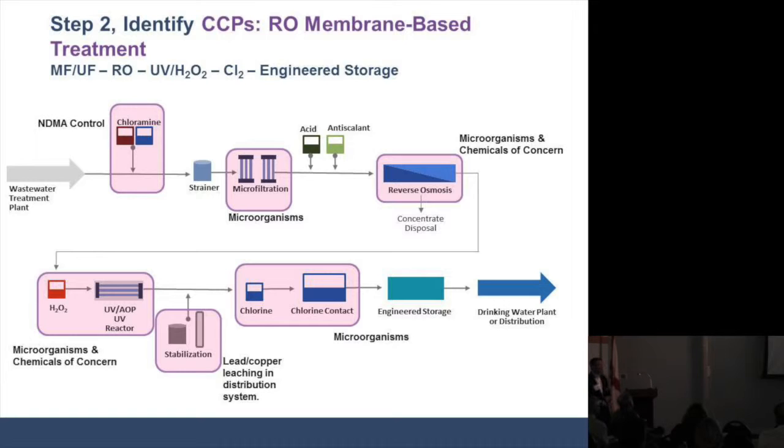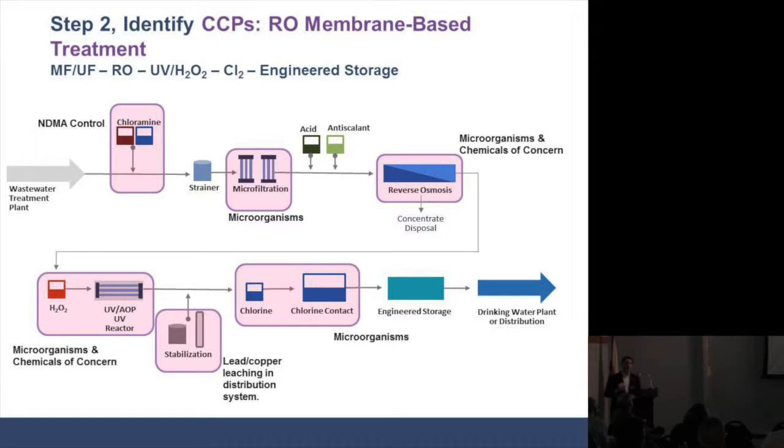Likewise, stabilization. When you send a highly treated RO permeate out in distribution, if you haven't added some way of stabilizing it, you can end up releasing lead and copper out of the distribution. And anytime you do that, when you change water supplies, read Flint, Michigan, suddenly you've got a serious issue on your hands. So now, while again, we're not controlling a hazard at the plant, this is doing something that prevents a hazard from occurring out in the distribution system, and so it becomes a critical control point.